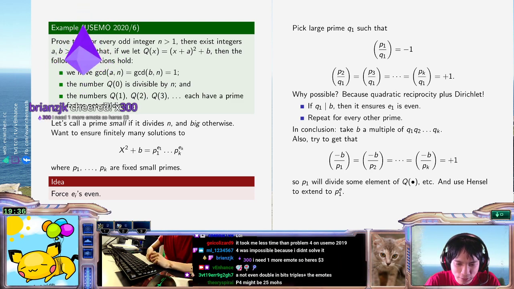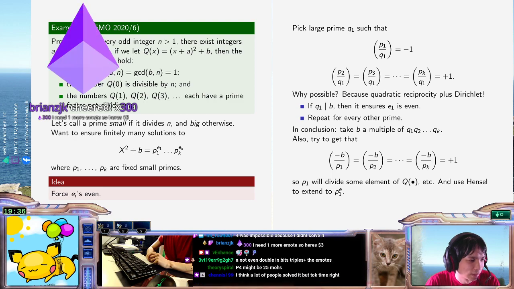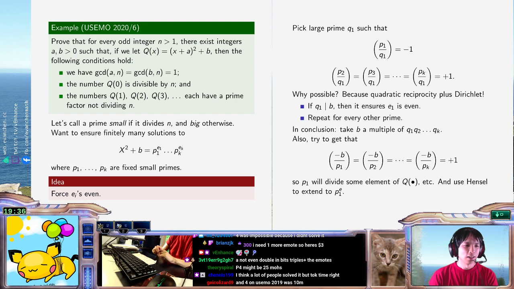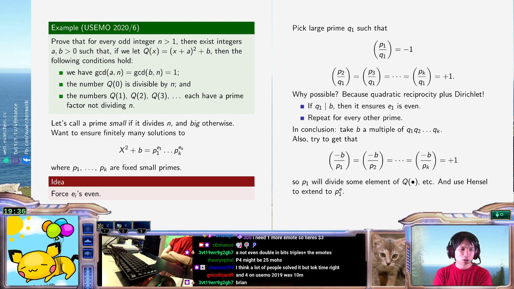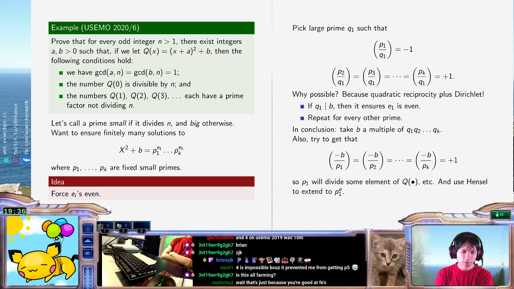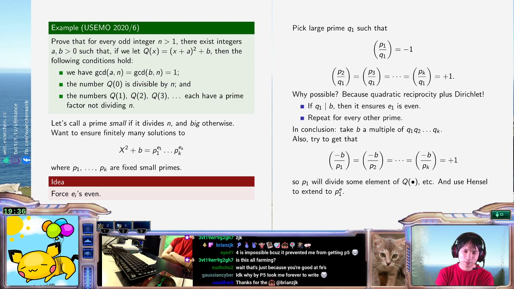Four was impossible because I didn't solve it. All right. I don't know. We'll find out really soon. I expect people to take a while. I'm a little surprised if a lot of people outright don't solve it, but if that's the case, yeah, that happened.